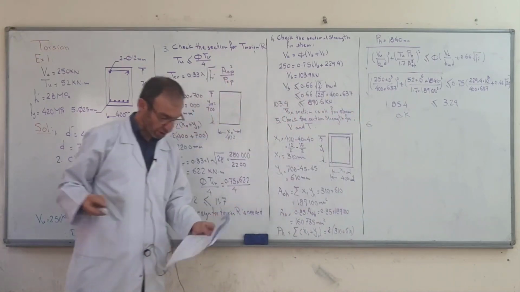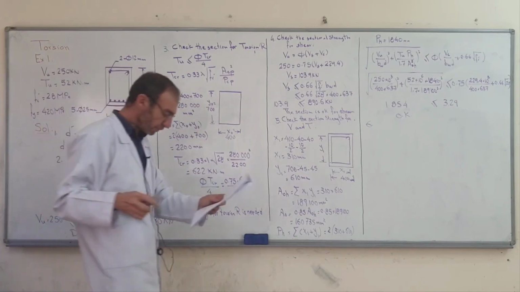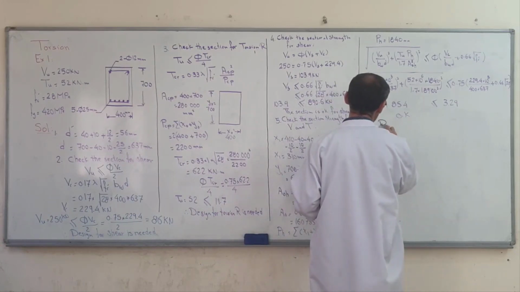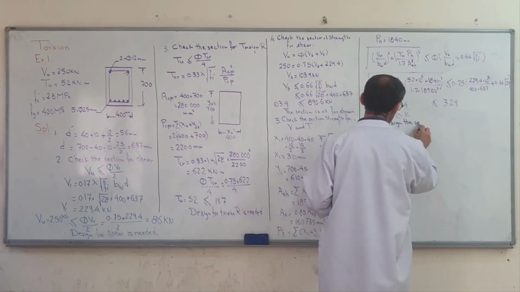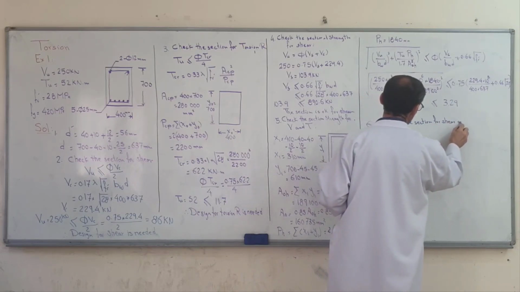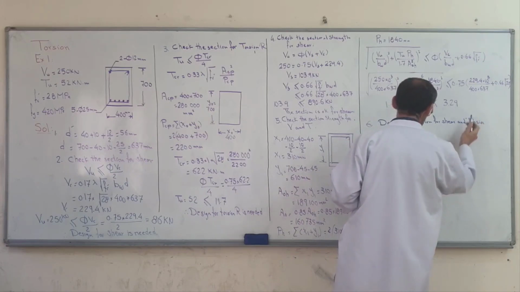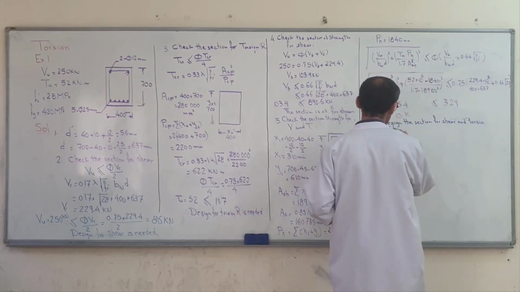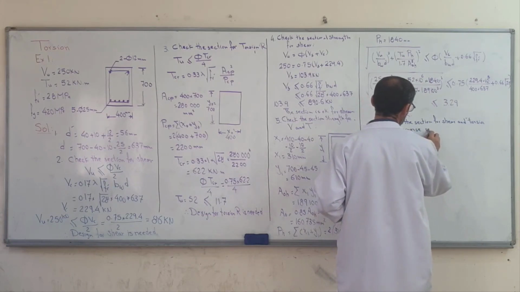I go to design for shear and torsion at the same time. Now design the section or beam for shear and torsion as transverse reinforcement, stirrups.